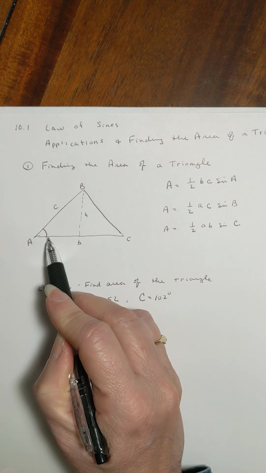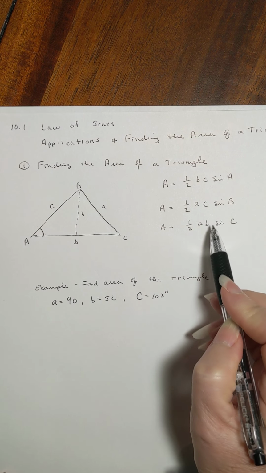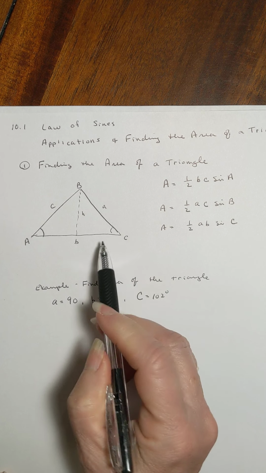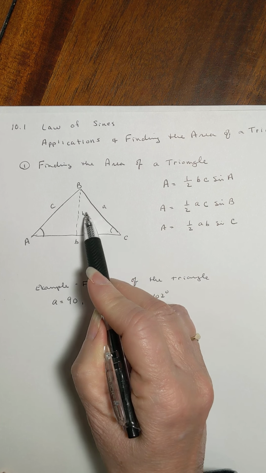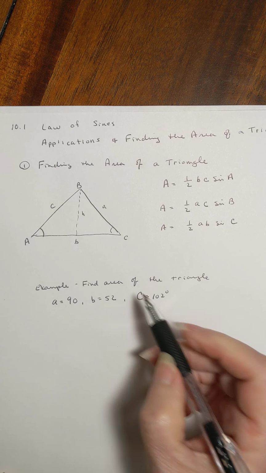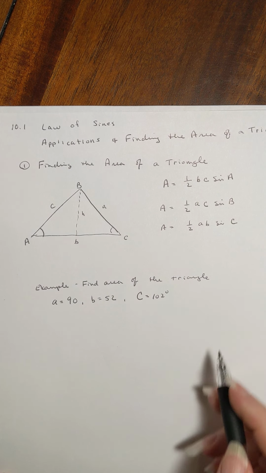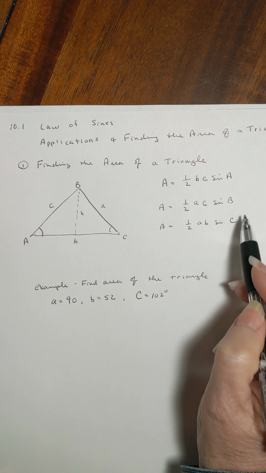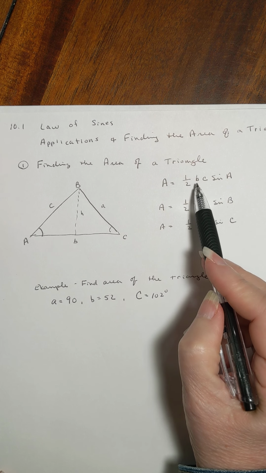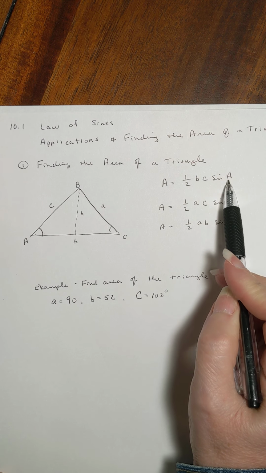I can also, if I know side B and side A, use angle C. That gives me this formula because the base is still B, and then A sine of C gives me the height. So here's A sine of C times the base. And if I dropped a different perpendicular, I could do this with angle B. So here are the three formulas you can use for the area of a triangle. And notice it's always the two sides and then the angle that's included between them.